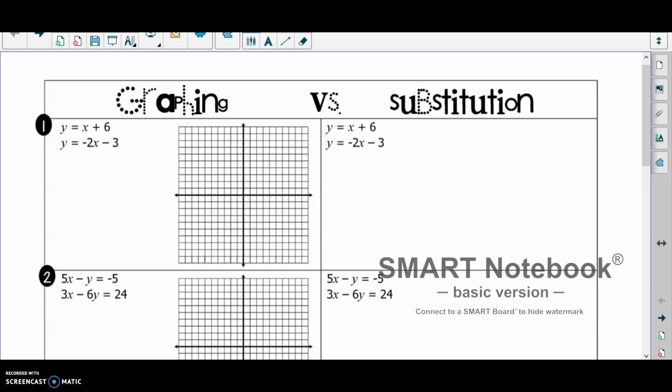Hey Algebra 1, so I'm going to do a practice video, guys, with some of the problems from the work that you guys have to do while I'm gone. So I'm going to do number 1 for the graphing and substitution sheet.